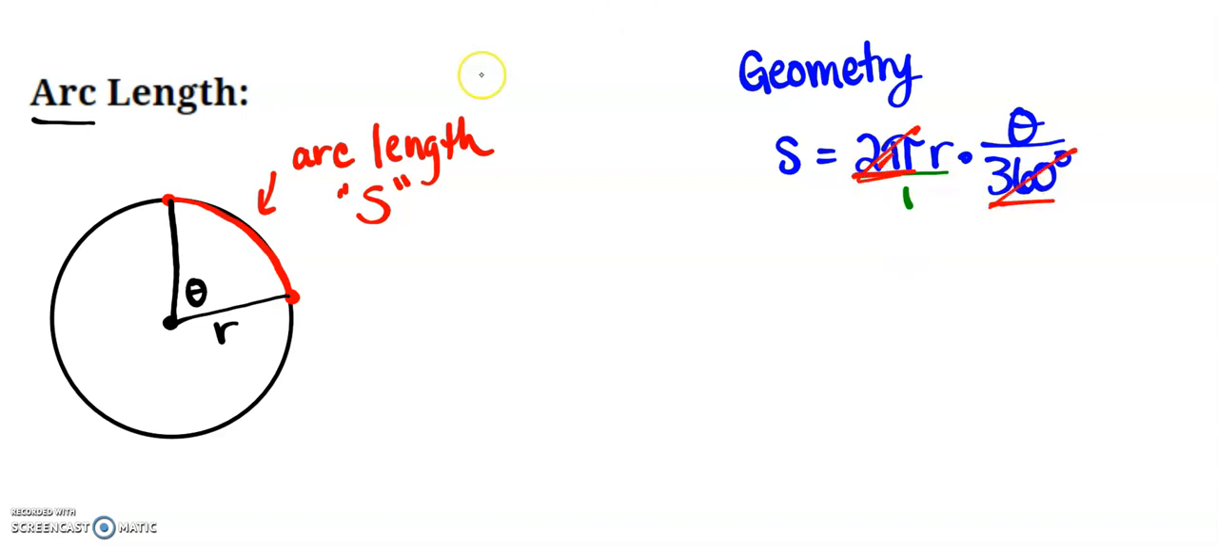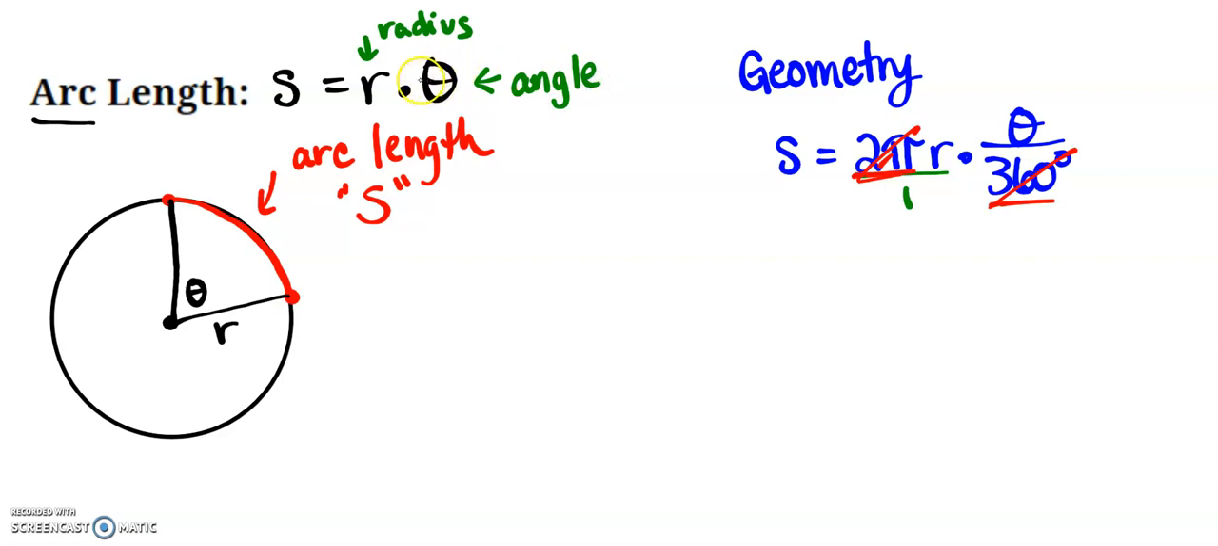So our formula for arc length is that the arc length is just equal to, if you look at what I have left here, the radius times theta. So that's the radius, and that's our angle. This theta, the zero with one line straight through it, is the angle, and it's going to need to be in radians. That is a must, that the angle is in radians.